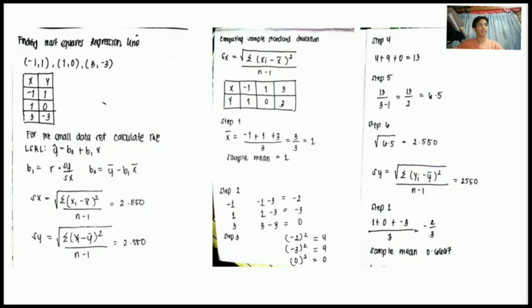For the next step, which is step 4, we need to sum up all of the products that we got earlier, which is 4 plus 9 plus 0, which is equal to 13. For the next step, which is step 5, we have 13 over 3 minus 1. The 13 is the sum that we got, and 3 minus 1 is from the formula that we have.